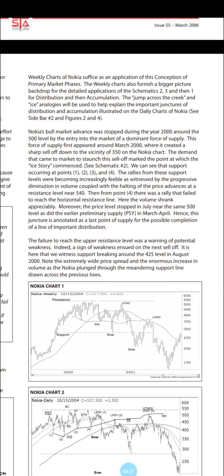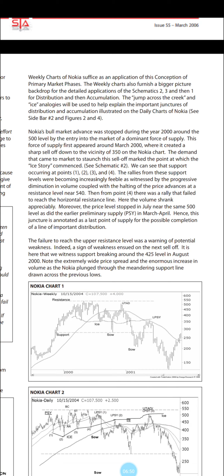So the rallies from these support levels were becoming increasingly feeble, as witnessed by the progressive diminution in volume, coupled with the halting of the price advances at a resistance level near 540. Then from point 4, there was a rally that failed to reach the horizontal resistance line. Here the volume shrank appreciably.